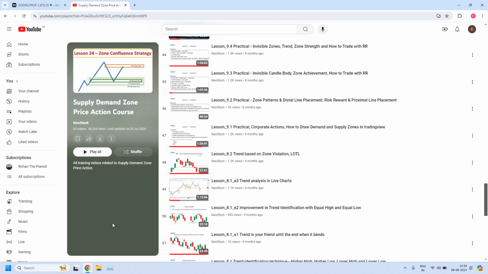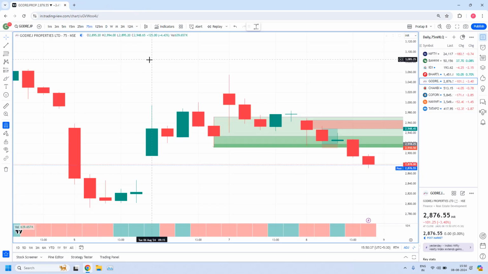Now let's get into the analysis discussion. Yesterday at the end of the market hours, we identified 7 high liquidity zones from daily and 75 minutes time frame. Out of these 7, 3 trades were executed and all 3 are successful trades. So let's look into the trades one by one.